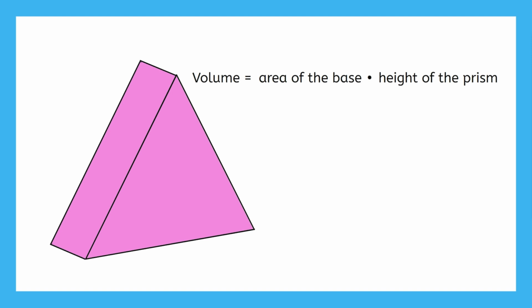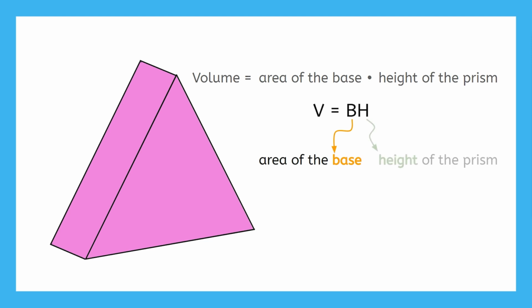We write this as V equals big B times big H. Big B stands for the area of the base of the prism, and big H stands for the height of the prism.